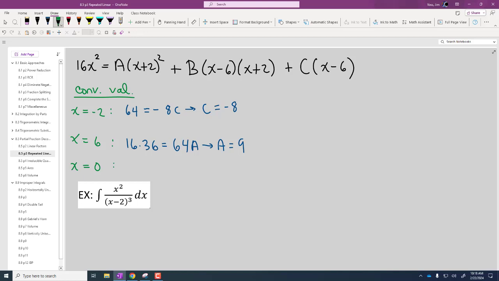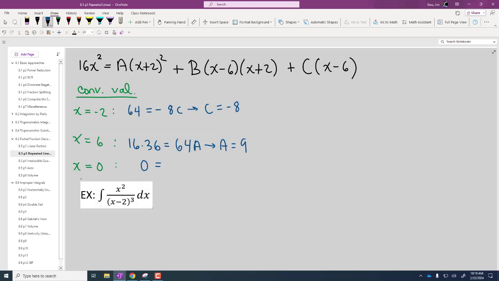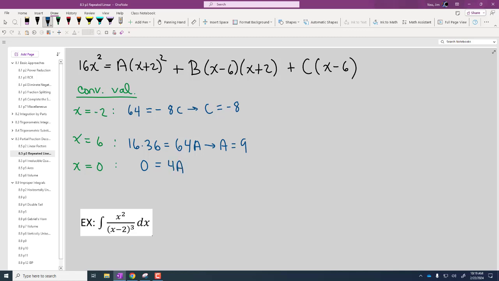So we'll plug in 0 and see what happens. On the left side, obviously, we get 0. On the right side, we're plugging in 0 for all the x's that we see. So right here, what do we end up with? 4a. When we plug in 0 here, we end up with -12b. Plug in 0 here, we get -6c. And now we've got that and we've got that. We're just going to plug those into the bottom equation and solve for b.